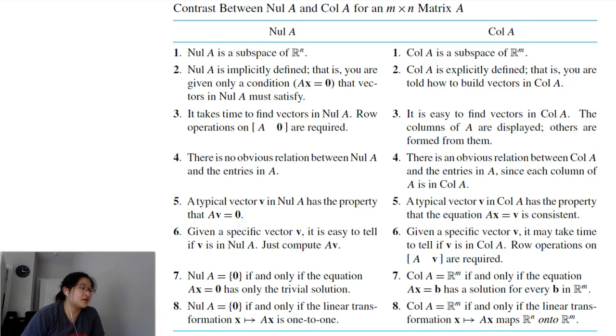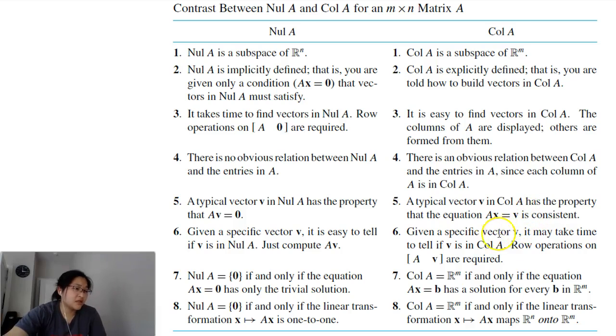It's not necessarily obvious what the relationship is between the null space and the entries of A, unless it's already in reduced row echelon form. But for column space, you're just looking at the columns. A typical vector in the null space gives you a solution to a homogeneous equation, where Av equals the zero vector. But a vector in the column space has the property that Ax equals v is consistent, so it has a solution.